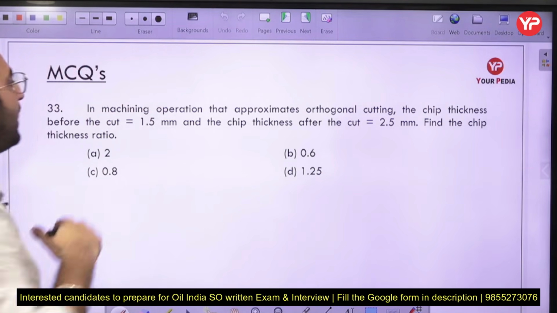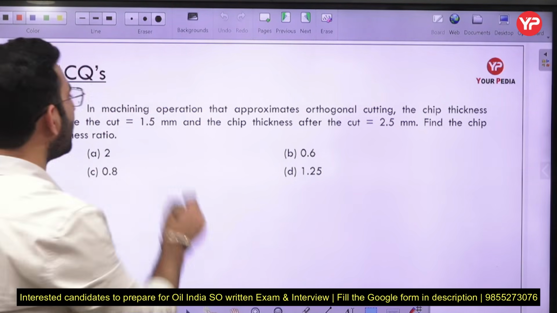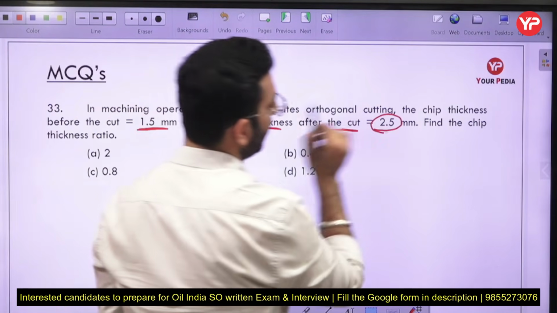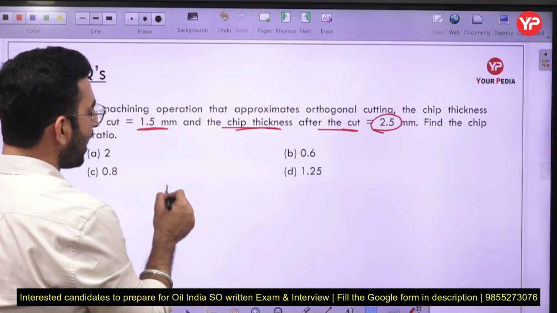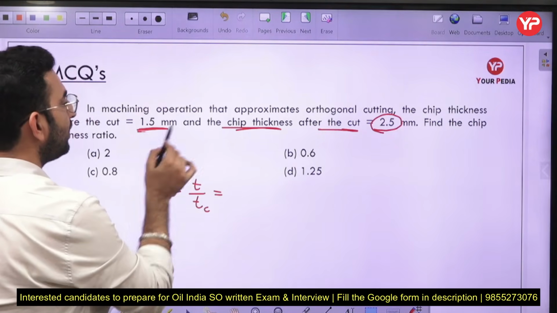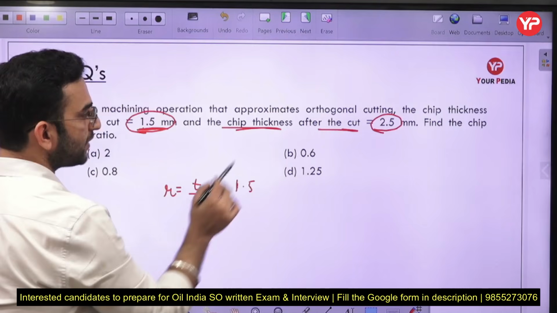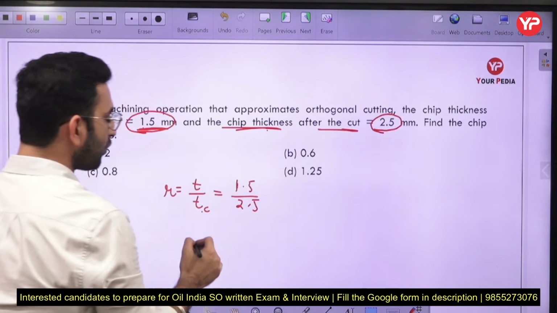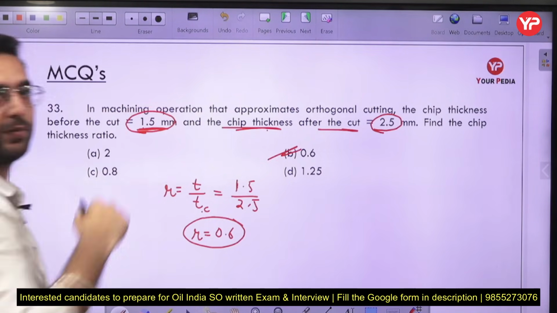Now, next part. In a machining operation that approximates orthogonal cutting, the chip thickness before the cut is 1.5 millimeter. Chip thickness after the cut is 2.5 millimeter. What we have to find out? Chip thickness ratio. So chip thickness ratio, R, is defined as T upon TC, where T is representing the thickness before the cut, that is 1.5. TC is representing the thickness after the cut, that is 2.5. So corresponding R is going to be 0.6 here. Option number B will be the correct answer.